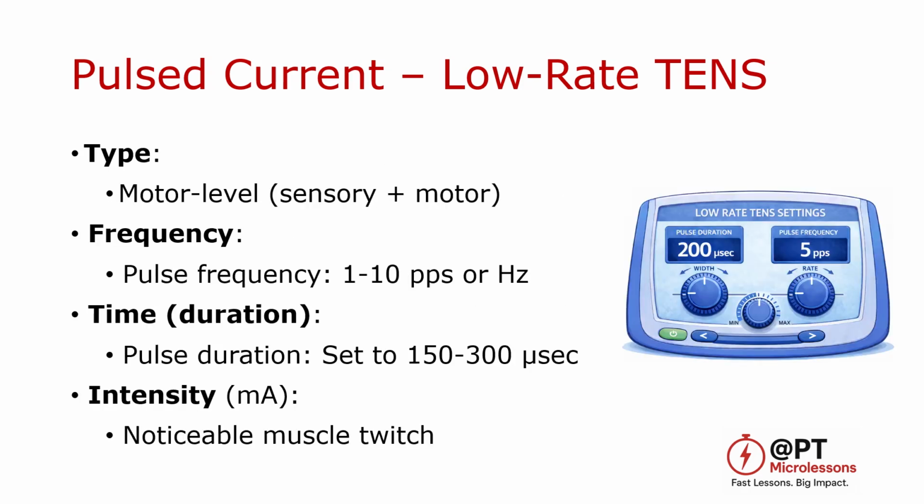Let's walk through the steps for setting up low-rate TENS using pulse current. Starting with type, we are targeting a motor level response for pain modulation, which includes both sensory input and a motor twitch. Since this is low-rate TENS, we use a lower frequency, typically around 1 to 10 pulses per second. The pulse duration is longer, usually 200 microseconds or greater, which helps facilitate a motor response. The intensity is set to a motor level, meaning you will see a noticeable muscle twitch.